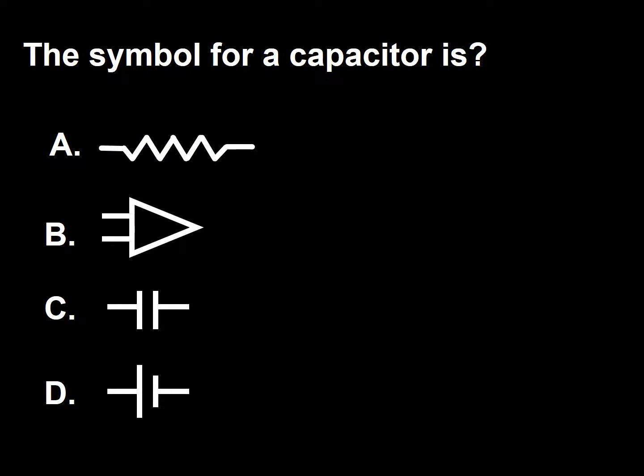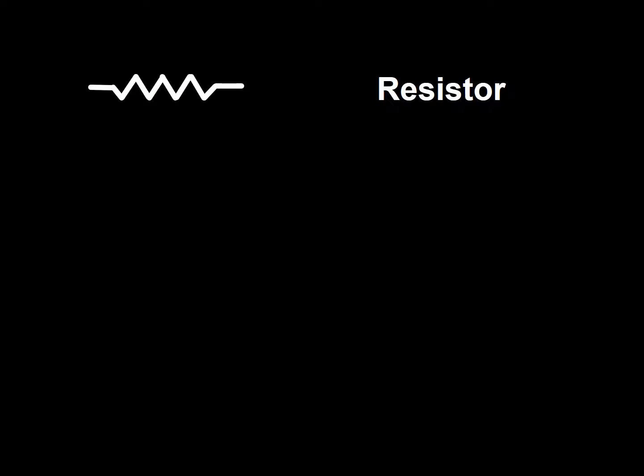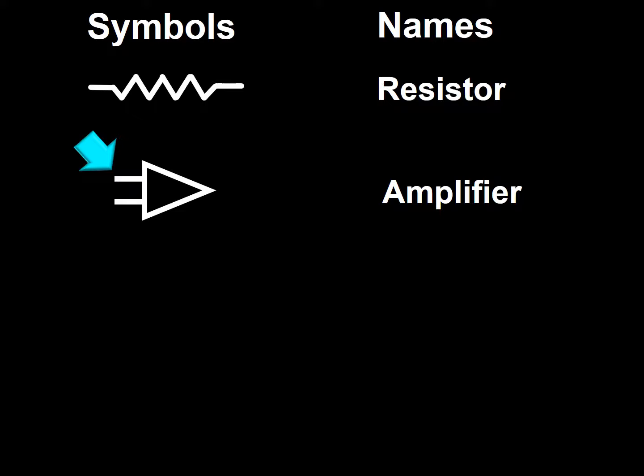Next question. The symbols for a capacitor is, as you can see there, A, B, C, and D. In this frame, I would introduce all the symbols matched with their names. First, you can see the resistor that, as you know, in the United States is represented by a zigzag line. Second, an amplifier.